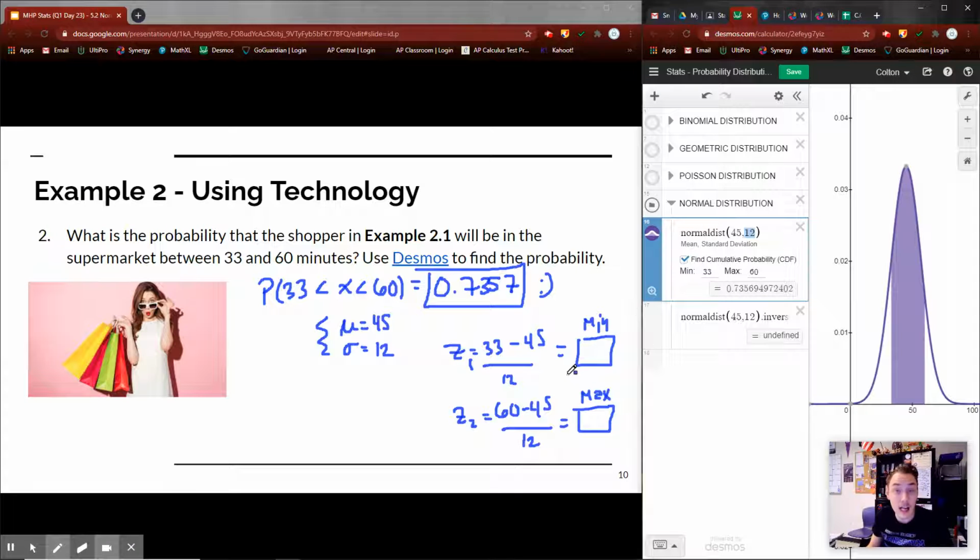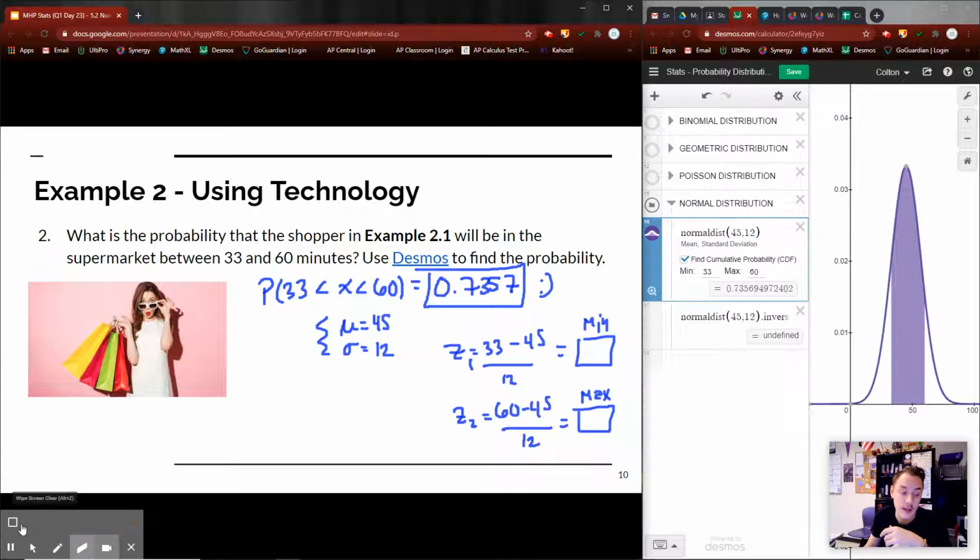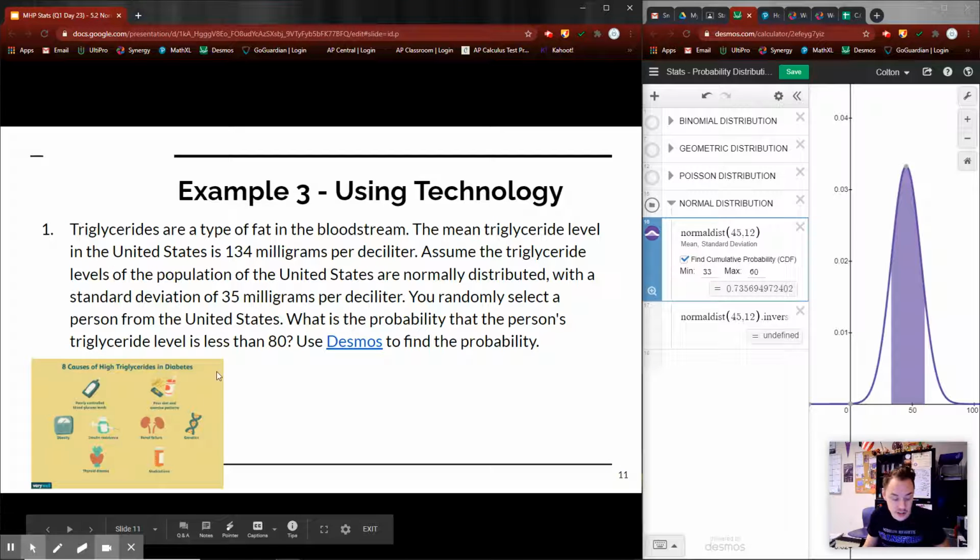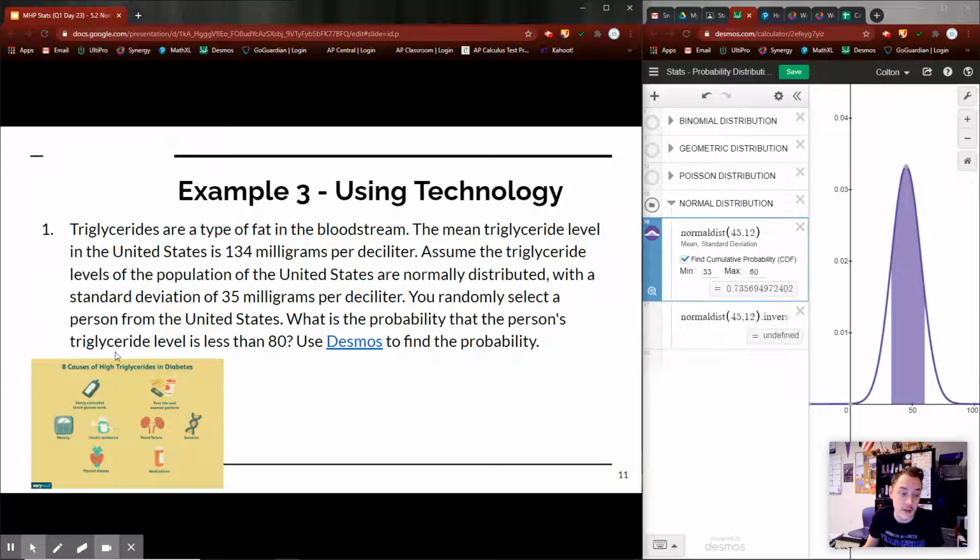But that takes a lot of work, right? I don't want to do that, which is why I didn't, and which is why I'm trying to show you that you really don't need to standardize or change it into z-scores if you don't want to. Okay? So now I'm actually not going to change it to a z-score at all. So watch what I do here.